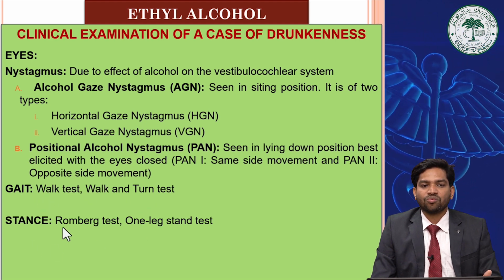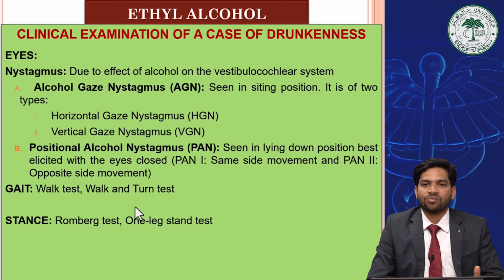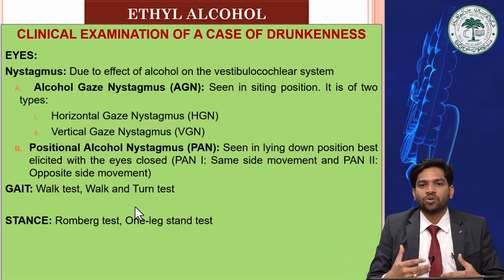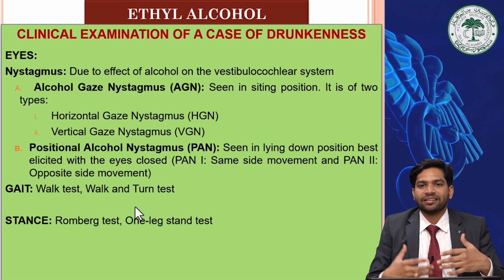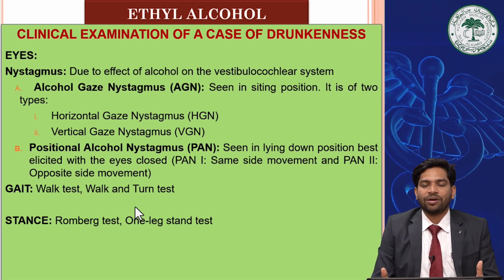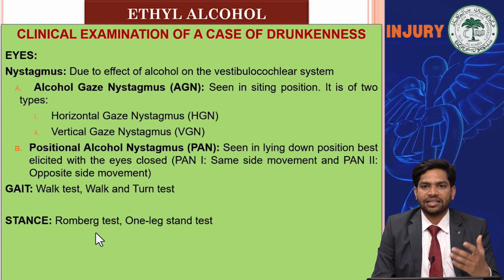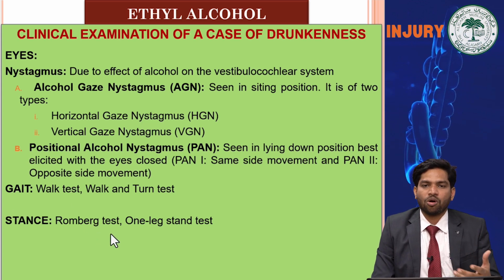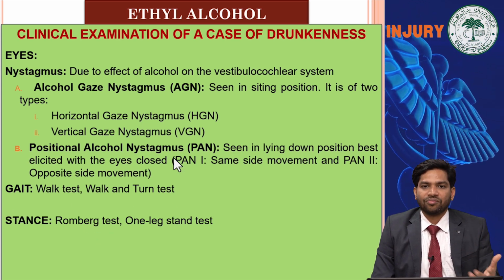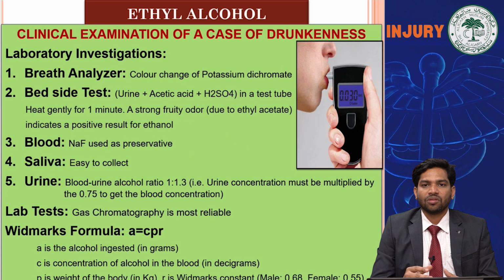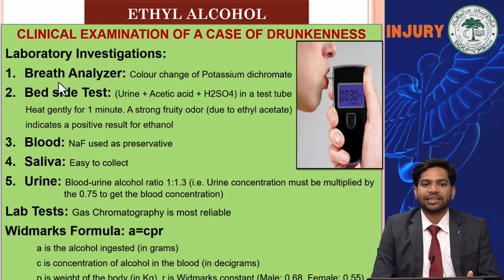Then in the gait, we already talked about the walk test and the walk and turn test. For the stance, we have to check the Romberg test after extending the hands, and the one leg raise test. You ask the person to raise one of his legs and keep standing. He will not be able to balance himself in case of intoxication, and you have to look, as there is a grading for this, and accordingly you can check whether the person needs to be considered under the influence or not.